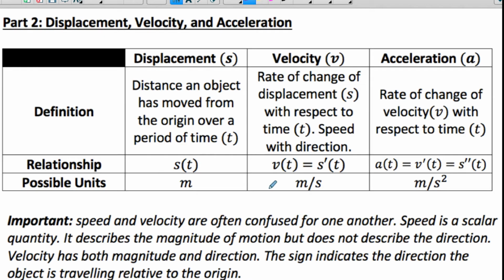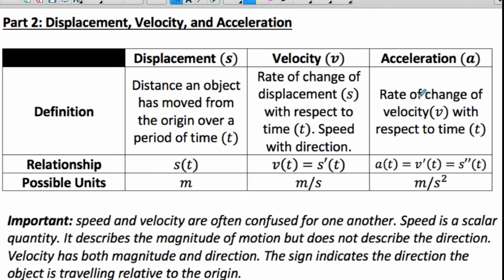Now, velocity is the rate of change of displacement with respect to time. And when you see this word rate of change, think derivative. So it's the rate of change of displacement. That tells us the velocity is equal to the derivative of the displacement function. V of t equals s prime of t. And if displacement is in meters, then our velocity is the rate of change of meters with respect to time, so it's meters per second.